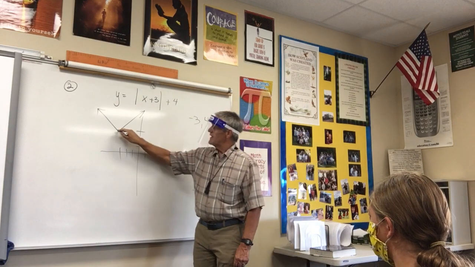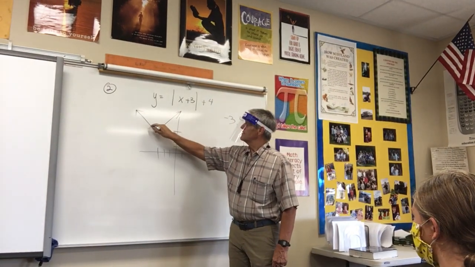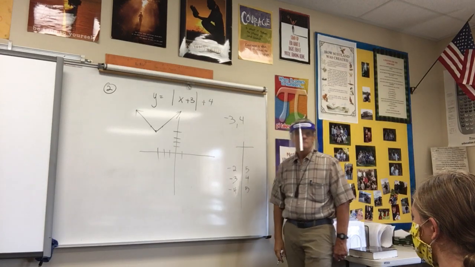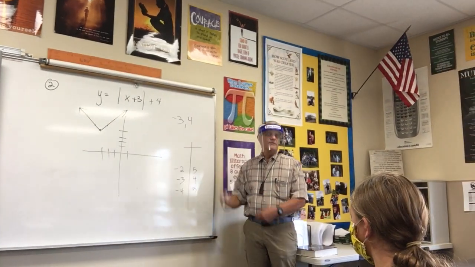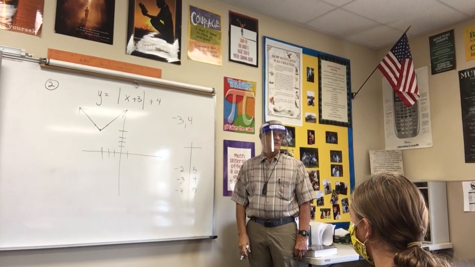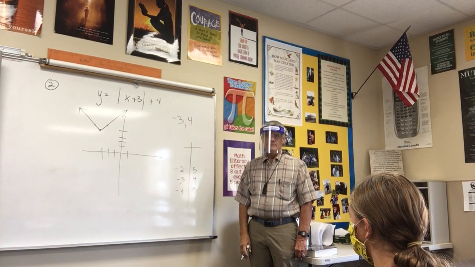So I've now got that one, that one about, and that one about. And that's just the integers. I could put in the decimals and fractions in between and connect those points. That makes sense?